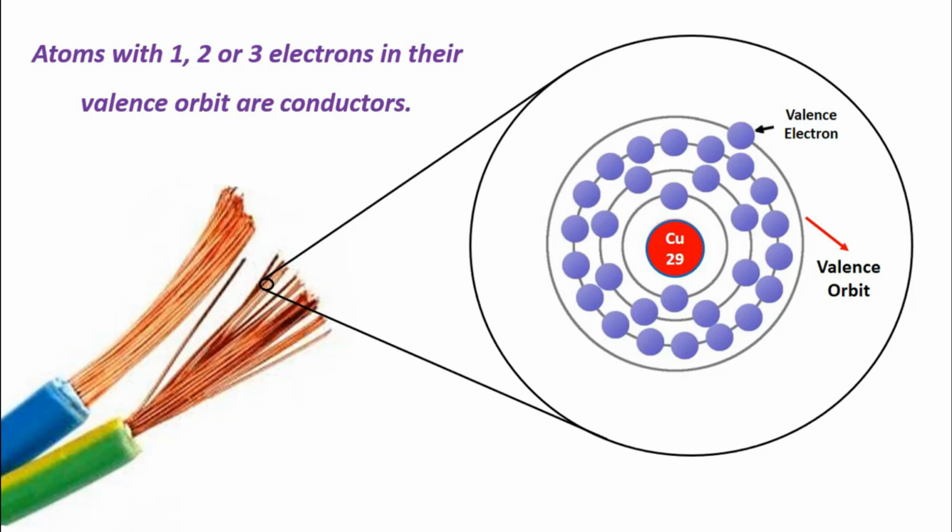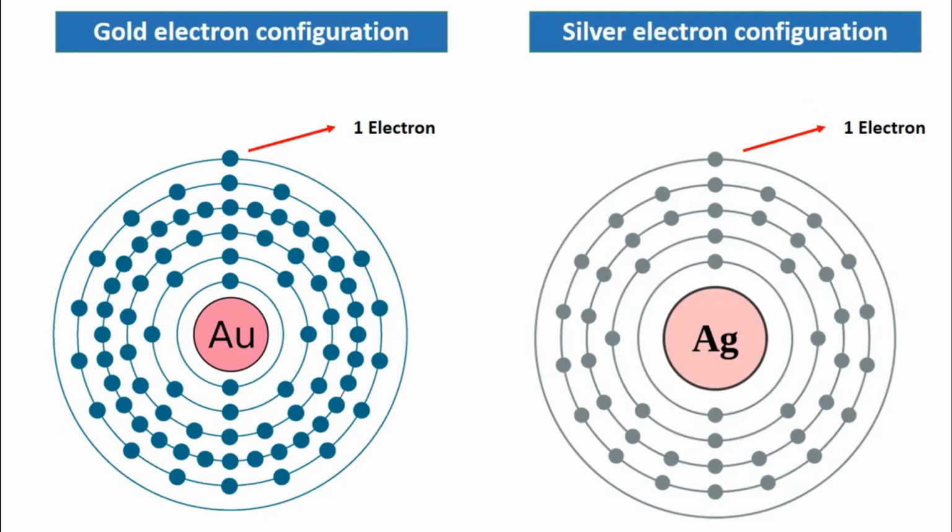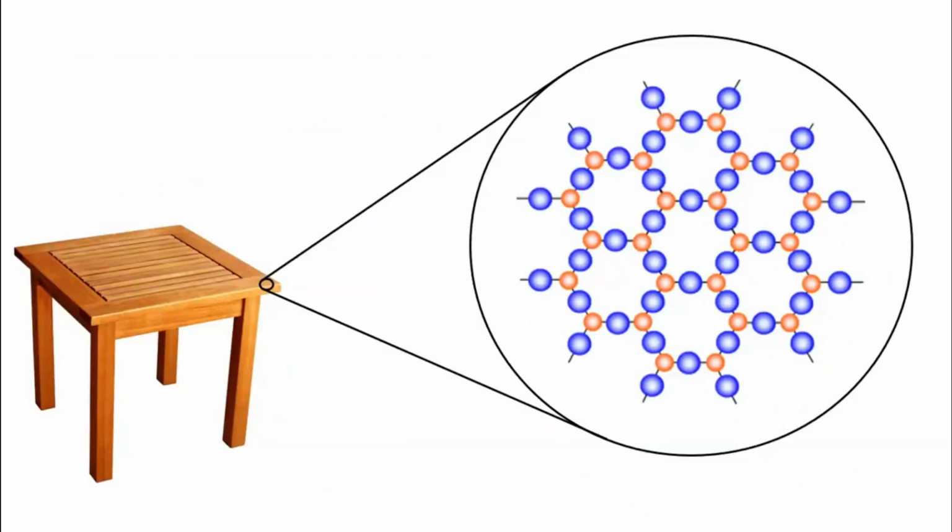It is easy to give this electron because it has 1 electron in its valence orbit. Therefore, by giving this electron, an electric current is created. For example, gold and silver have 1 electron in their valence orbit and are very good conductors. But since copper is more available in nature, the cables are made of copper in electrical circuits.